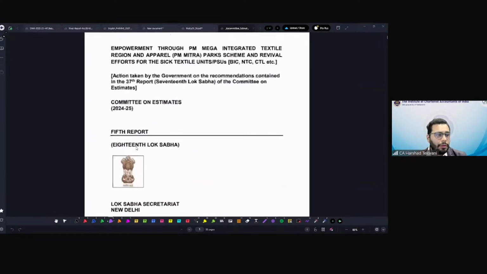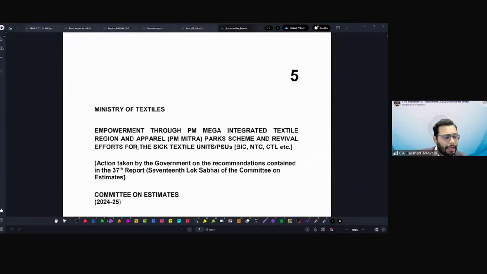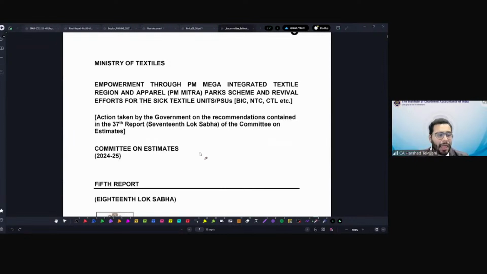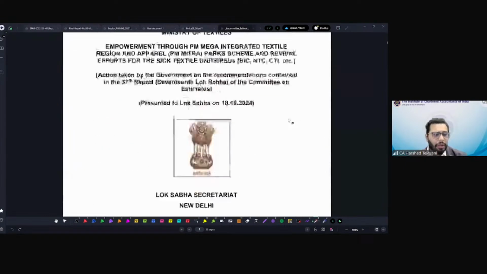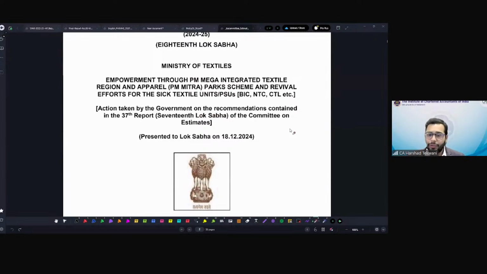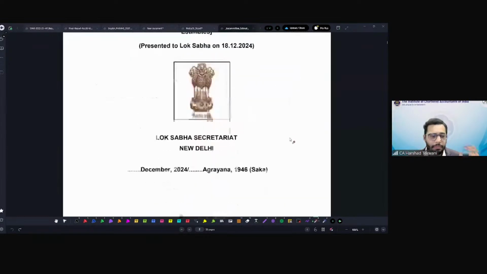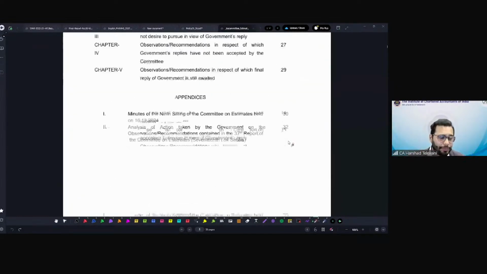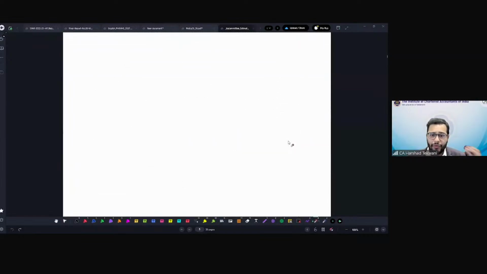This is again the committee on estimates. This is the report presented by the committee on estimates. Once they get something, they analyze, they meet, and they present the report. Now, this is something on the mega integrated textile regional park, the scheme for revival of textile PSUs and all that. Again, it can be with respect to a function, a program, or a corporation or PSU. It is just for your information.